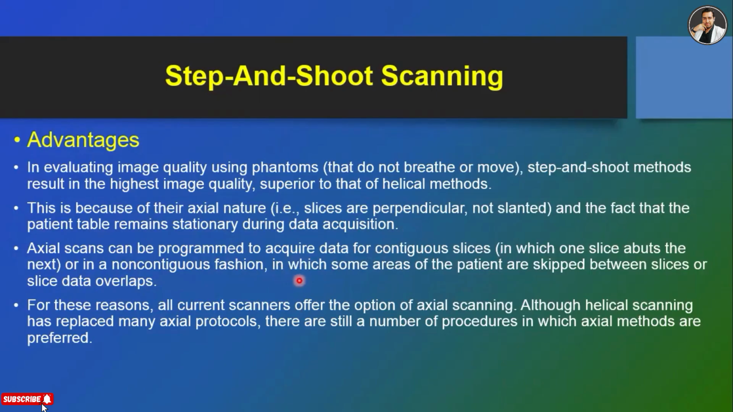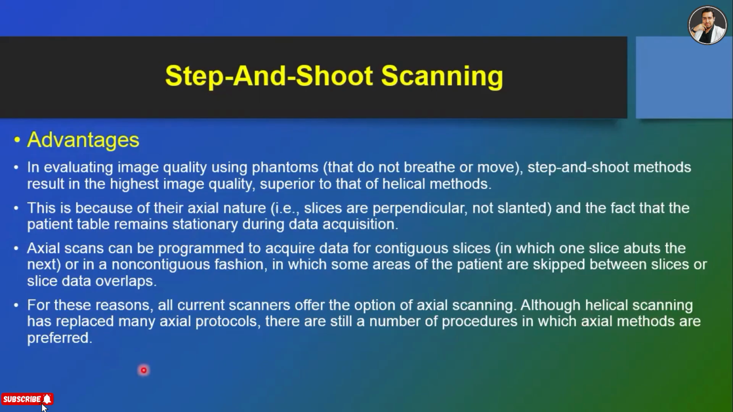Because the scan is not done in certain areas, only the selected slices are scanned. For this reason, all current scanners offer the option of axial scanning. Although helical scanning has replaced many axial protocols, there are still a number of procedures in which axial methods are preferred. Some companies have still put the axial scanning system in their protocols, but the protocol has been replaced by helical scanning.